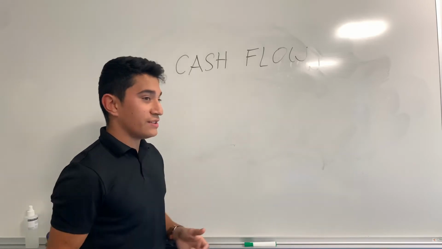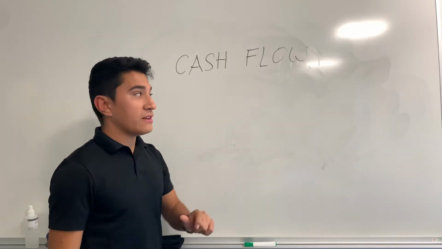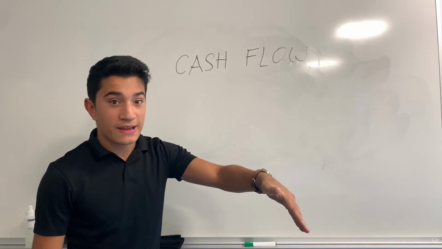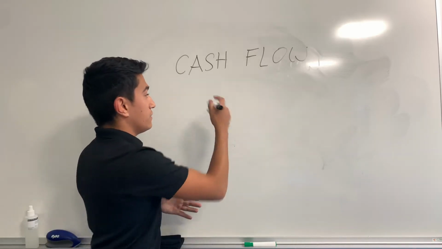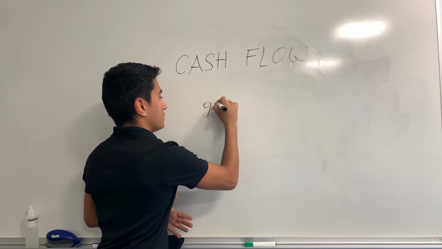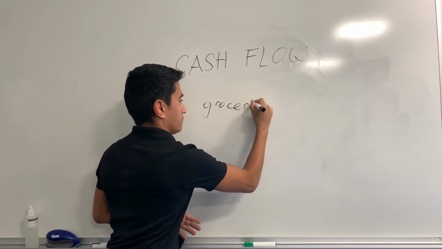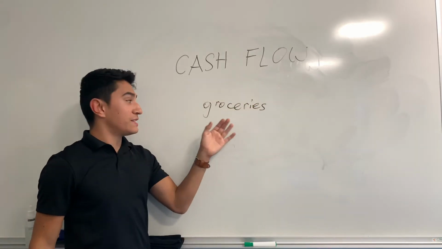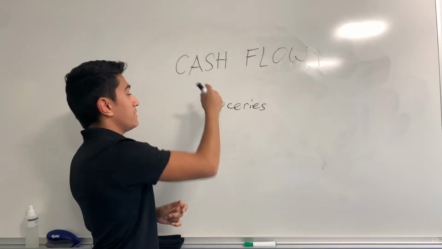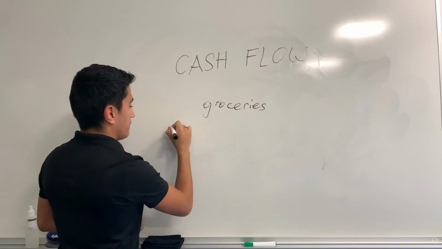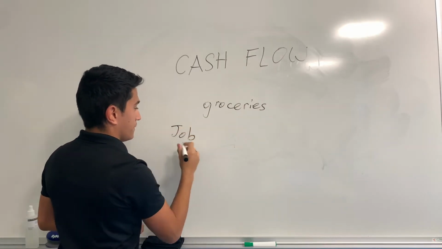So, to give you an example, if you have a job, you're making money, and the money flows into your bank account. Then you go and spend it on, like we said, groceries. Groceries is what? It's an expense. Because we're going to take the money, for example, we have a job.